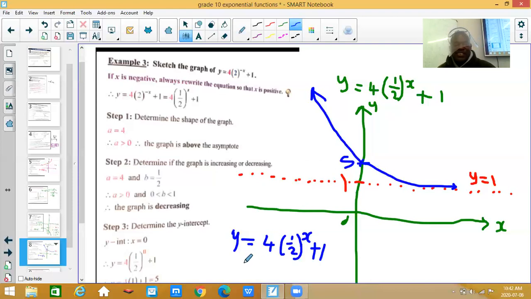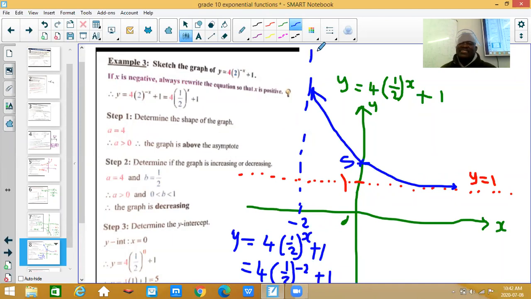Okay, no problem. Let us use our calculators. You want to use negative 2. Let us use our calculators. Half to the power negative 2, it gives you 4, right? Now, 4 times 4, 16 plus 1, right? You got, let us say negative 2 was here, right? So meaning to say, it will go up there until it reaches 17 somewhere.